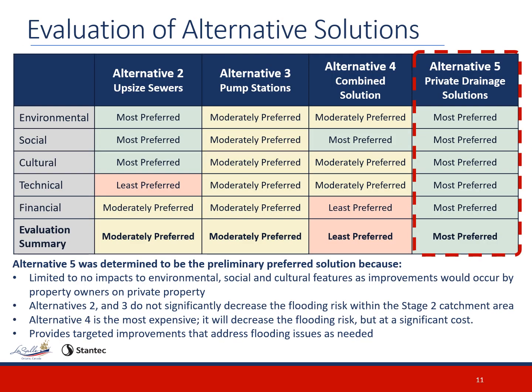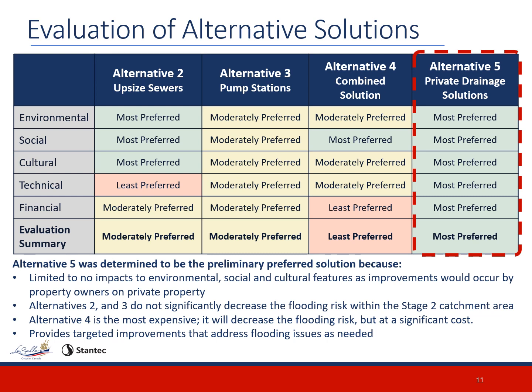The alternatives were assessed against the evaluation criteria to determine the most preferred solution. As presented, Alternative 5, private drainage solutions, was determined to be the preferred solution because it has limited to no impacts to environmental, social, and cultural features, as improvements would occur by property owners on private property.